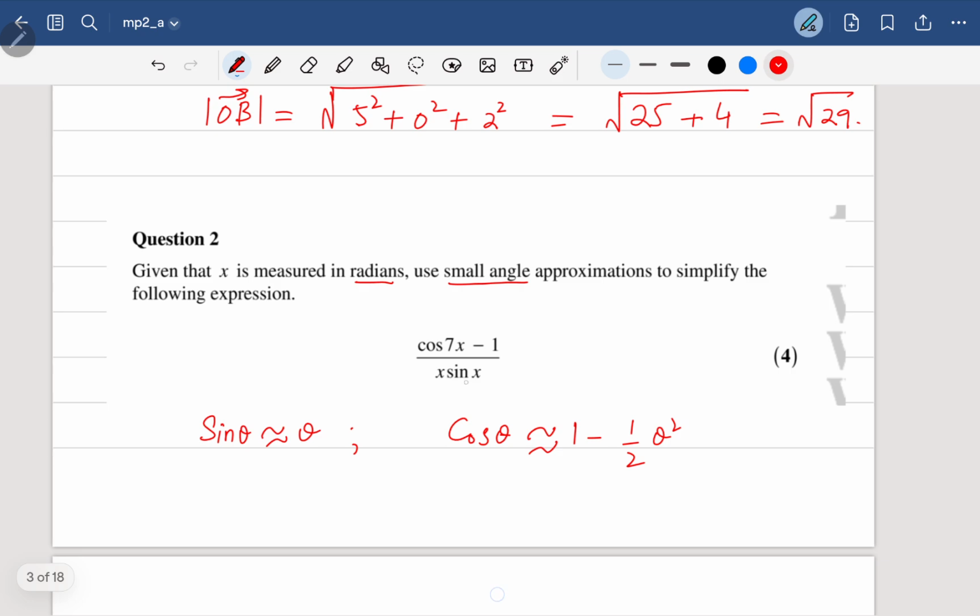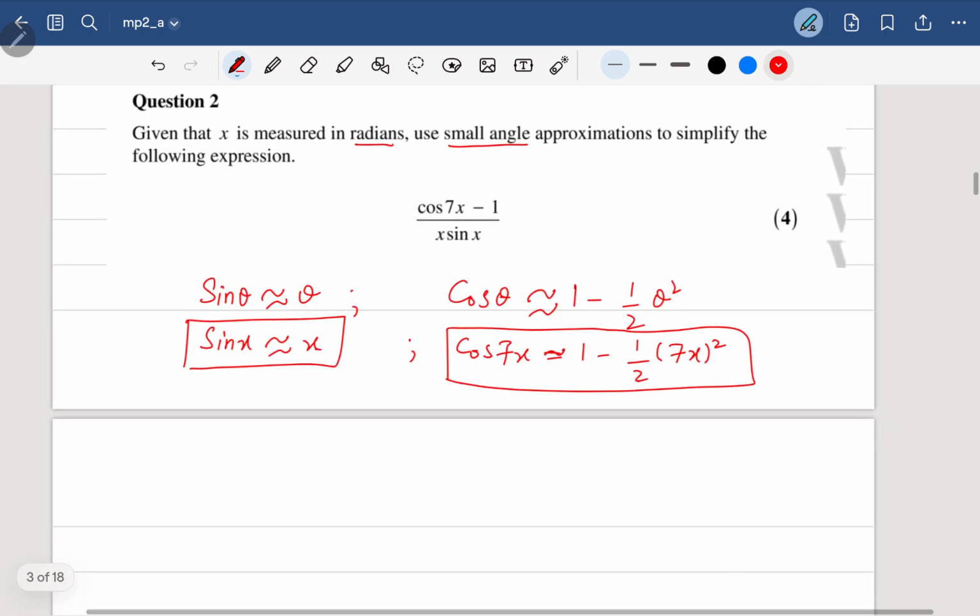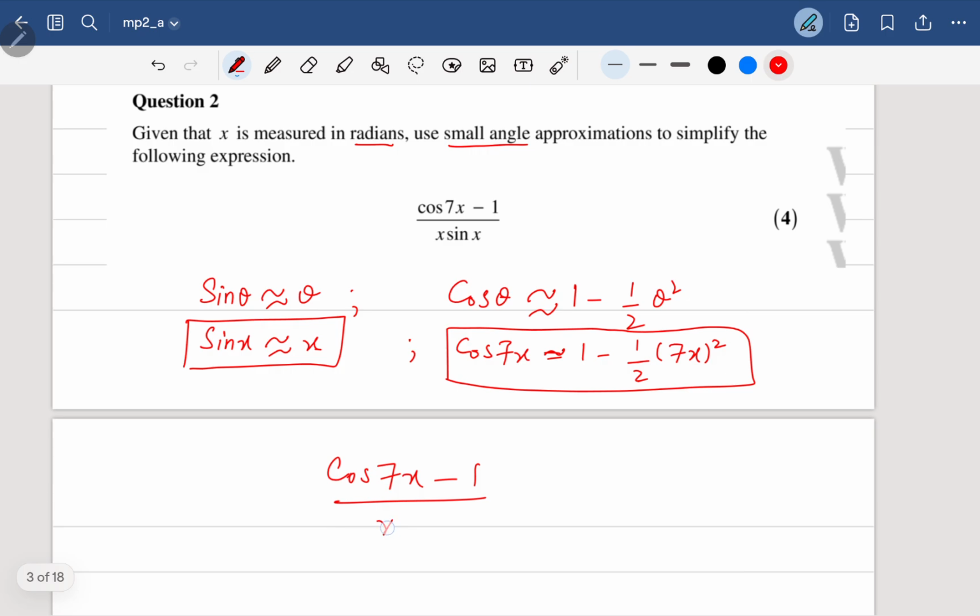Since in the question we have sine x, sine x should be approximately equal to x, and cos of 7x should be approximately equal to 1 minus half 7x squared. So we need to put these values into the question, and then simplify to get the answer. So the question is cos 7x minus 1 over x times sin x.